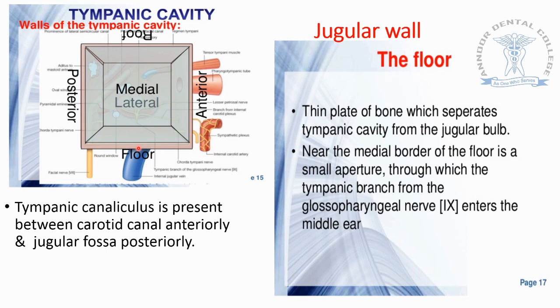Near the medial border of the floor, there is a small aperture known as the tympanic canaliculus, through which the tympanic branch of the glossopharyngeal nerve enters the middle ear. This tympanic canaliculus is present between the carotid canal anteriorly and the jugular fossa posteriorly.